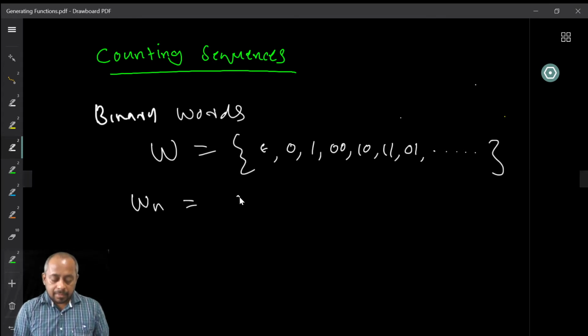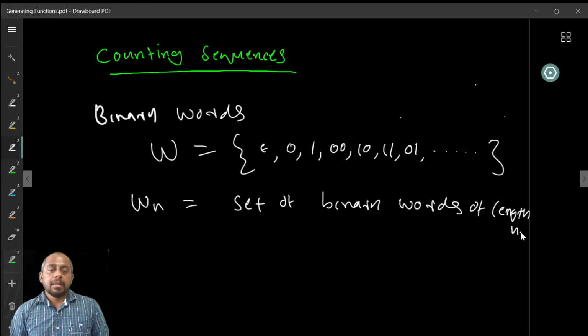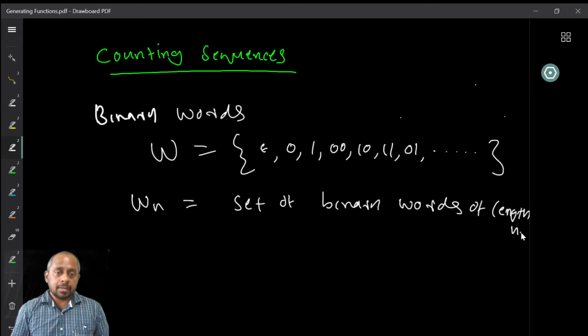So the set of binary words of length n. Now, if you have this, then we can consider the sequence of these numbers Wn, where n is greater than or equal to 0. Basically, this is a function from the natural numbers to the Wn's, where Wn is indexed by the natural numbers.